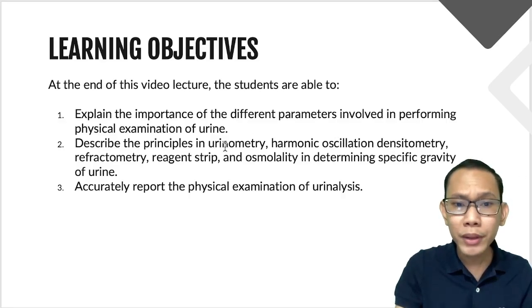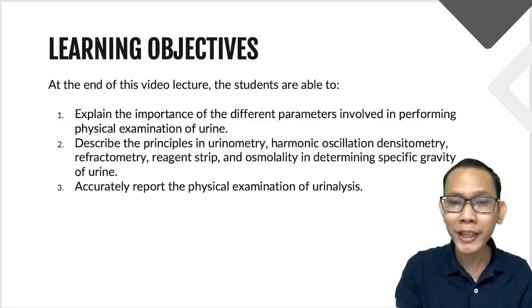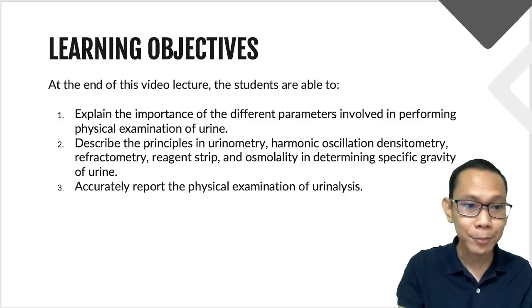Then describe the principles in urinometry, harmonic oscillation densitometry, refractometry, reagent strip, and osmolality in determining your specific gravity. There are a lot of methods for us to measure your specific gravity, but what is currently employed right now is the reagent strip. And lastly, accurately report your physical examination of your urinalysis. This is the laboratory part, that's why you should be able to accurately and correctly report your physical exam in our urinalysis.